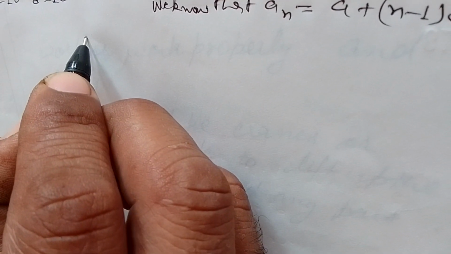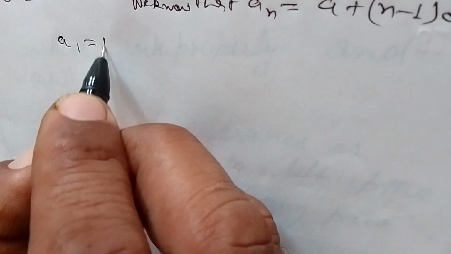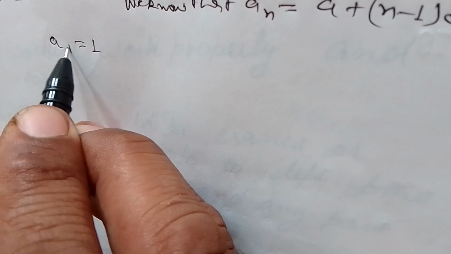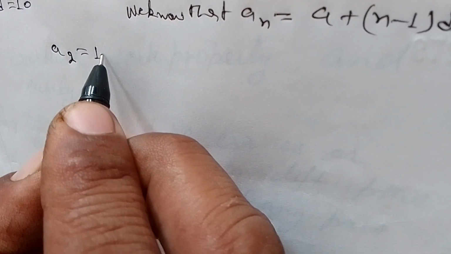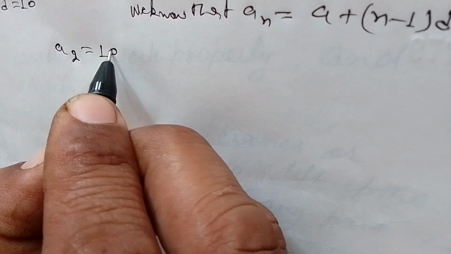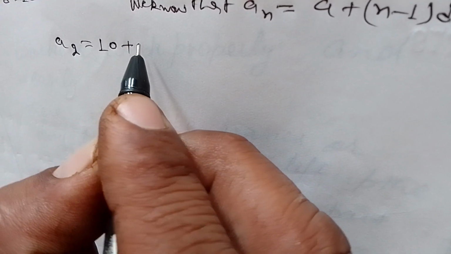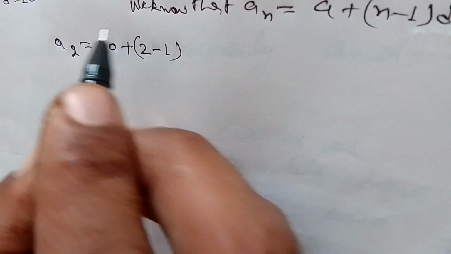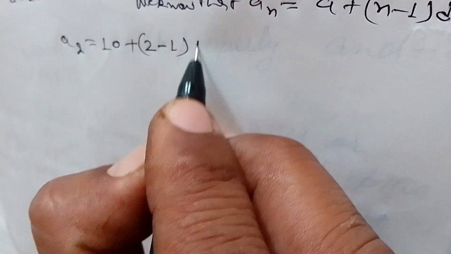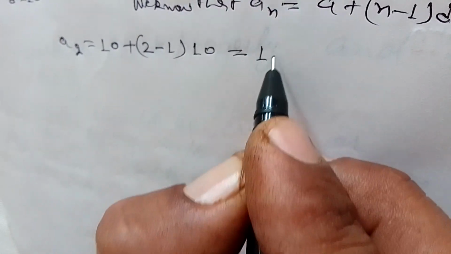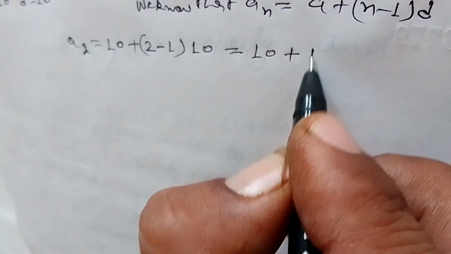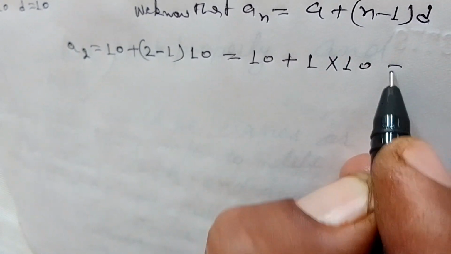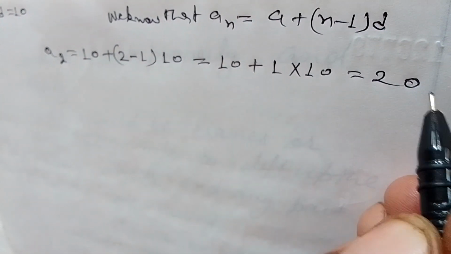So by inserting the values, a1 is given, we have to calculate a2. So a1 is 10 plus n, 2 for the second term, minus 1, multiplied by the common difference 10. It comes out to 10 plus 2 minus 1, 1 multiplied by 10. It comes out to be 20. So a2 comes out to be 20.